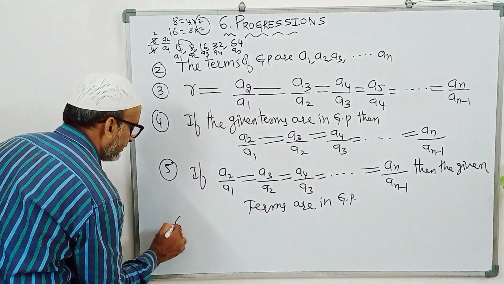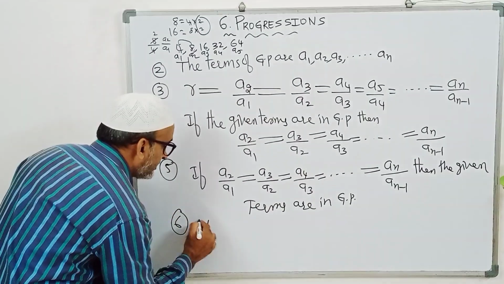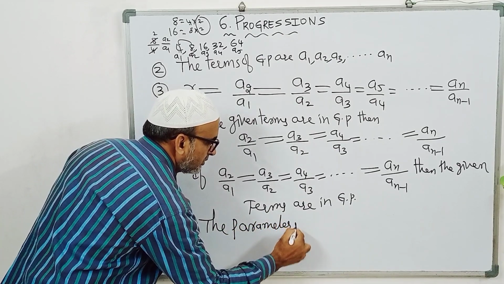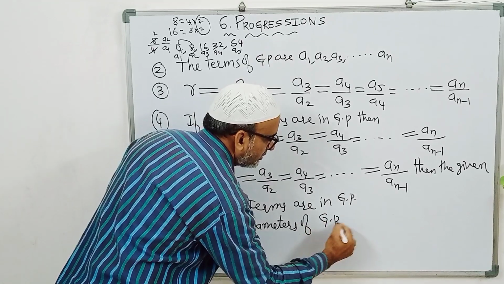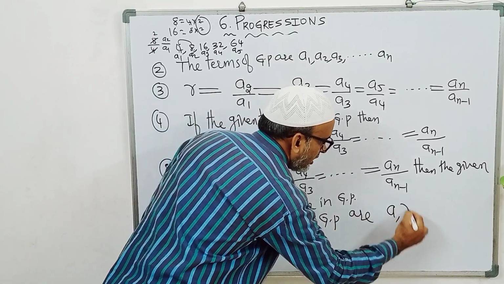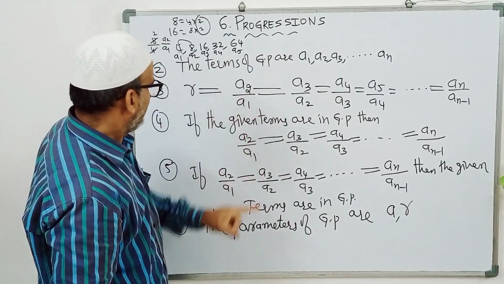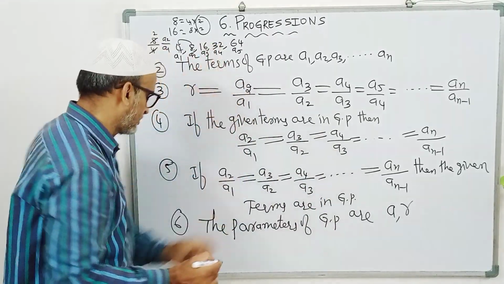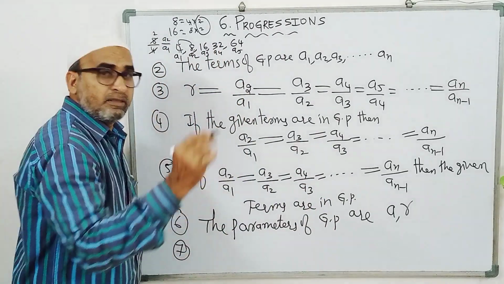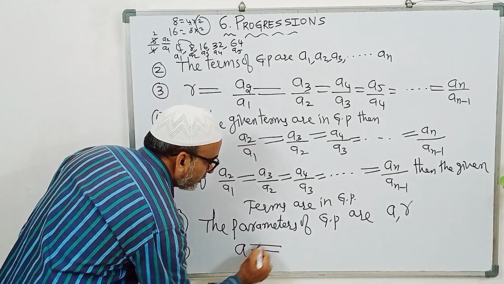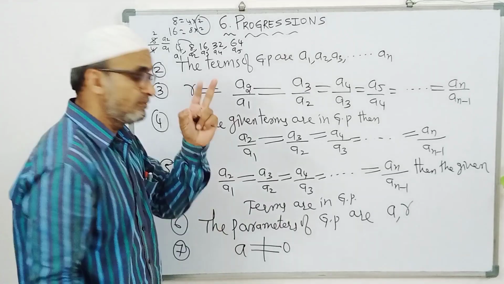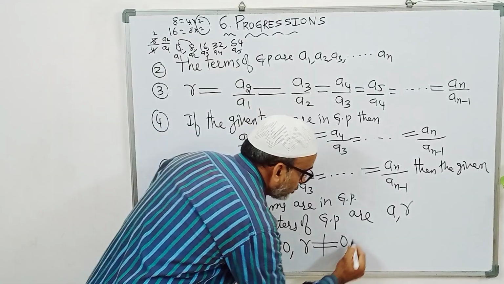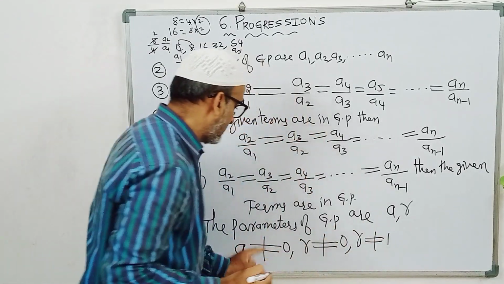Next, very important, the parameters of geometric progression are A comma R. In geometric progression, R is there, A is there. So the parameters are A comma R, you should say. Next is 7th, very important. The A value should be not equal to 0. Next is R value should be also not equal to 0. R value should not equal to 1 also. These three conditions are very important.